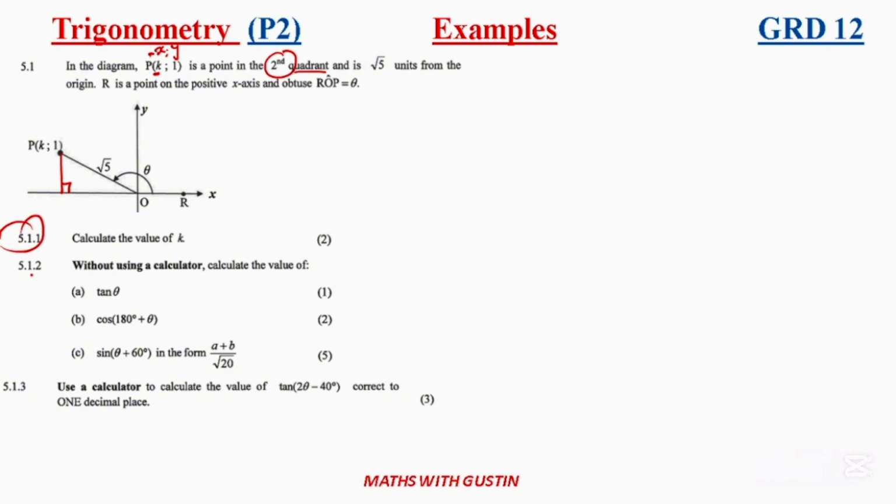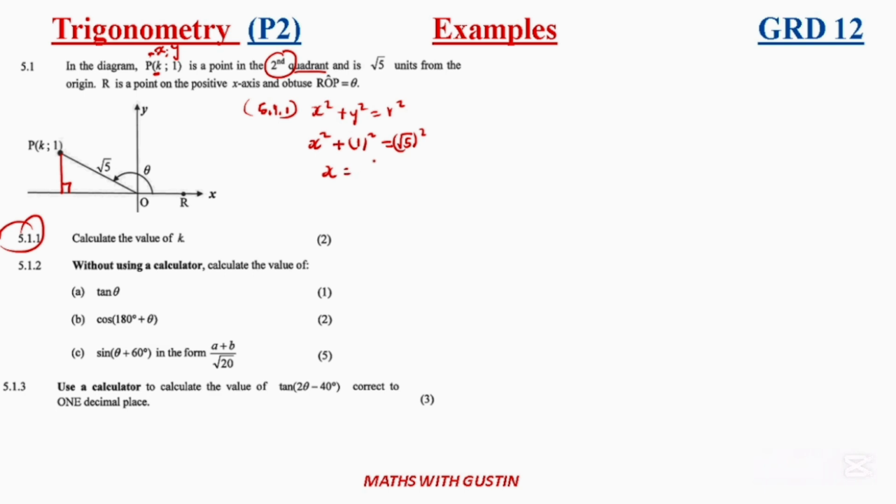Now first things first, 5.1.1, they are saying we need to calculate the value of K. We're going to apply the Pythagoras theorem. We're looking for X. What do we have? We have Y, which is opposite, and therefore it's 1, and we have the hypotenuse, which is square root of 5.